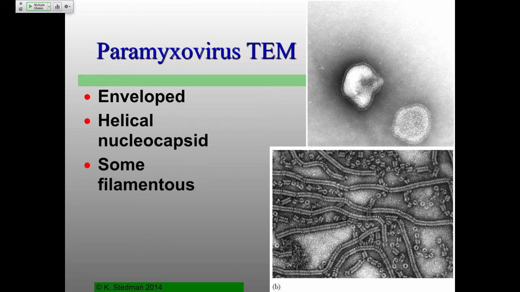Okay, so let's look at what goes on in these things. How they're making us sick is a whole different question that we're not going to get into here. These are, again, classic enveloped viruses. On the inside of this envelope is a helical nucleocapsid. This should also sound really familiar. Where did we see this before?